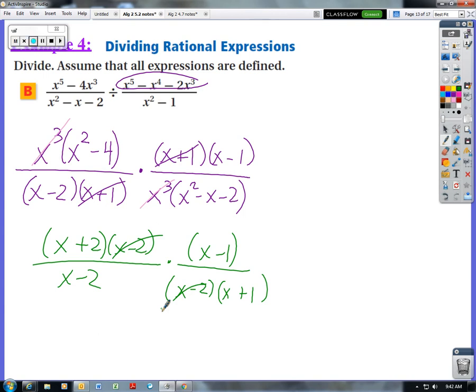And is there anything else? X minus 1, x plus 2. Okay, I don't see anything else. So then at the very end, just multiply your numerators together. X plus 2 times x minus 1. And in the denominators, you can write it like that. And again, it's assuming all expressions are defined.